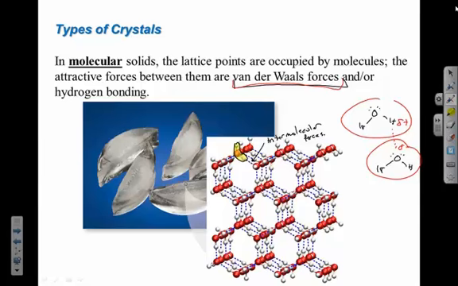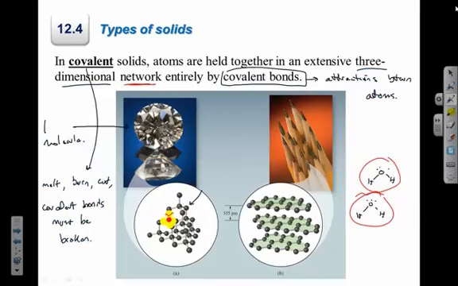Did you have a question, Rachel? Yeah, sure. Why does the graphite break so easily? Oh, that's a great question. Yeah, that's a great question. So, probably should have mentioned that. So, in graphite, technically, it wouldn't really be considered a covalent solid because it's not completely connected through covalent bonds.